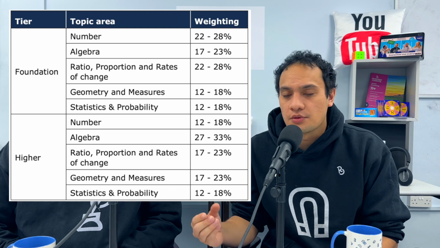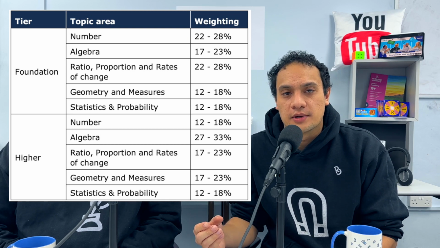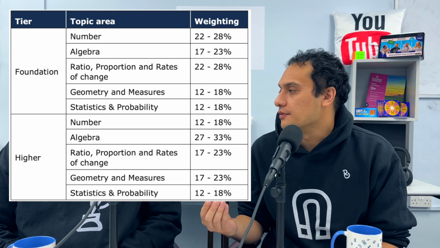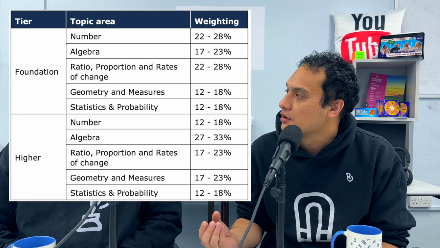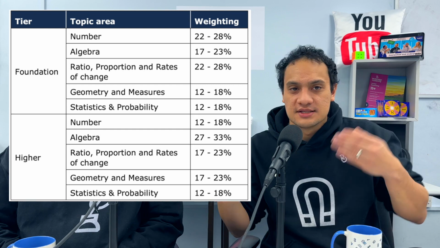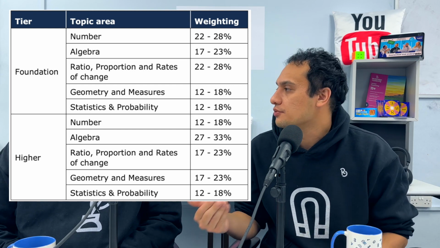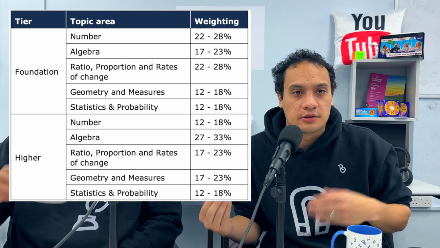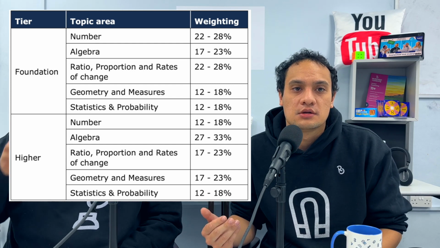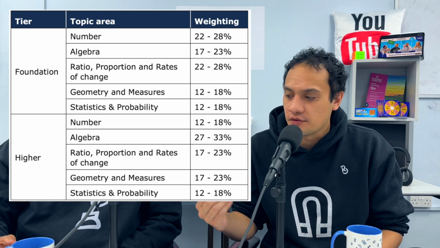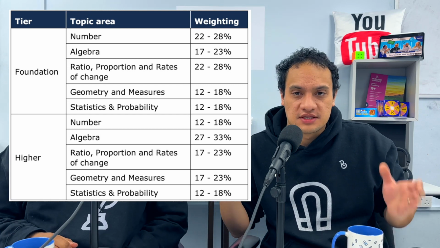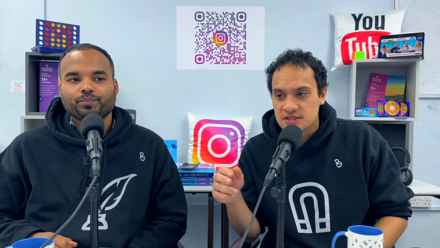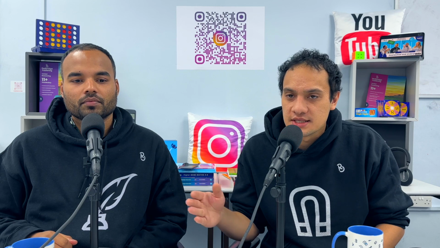But statistics and probability, you've got a similar weighting. I guess it's one of the most useful branches of maths in the modern world that we live in. I think it is, and definitely the ability to read scales and graphs and interpret data is very important. So you find across both tiers they've both got that emphasis. Those are the main differences in the weightings, but obviously there are some content differences as well.